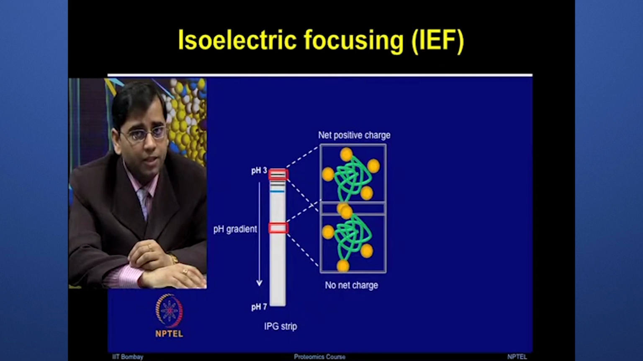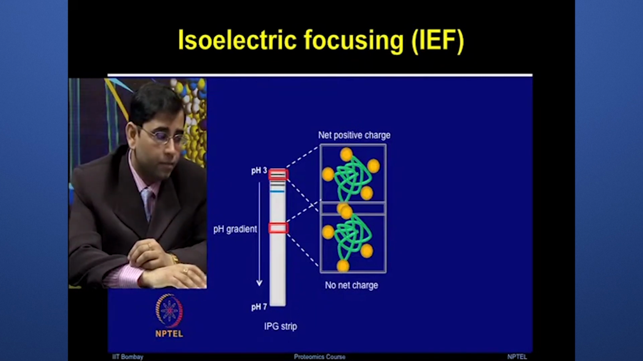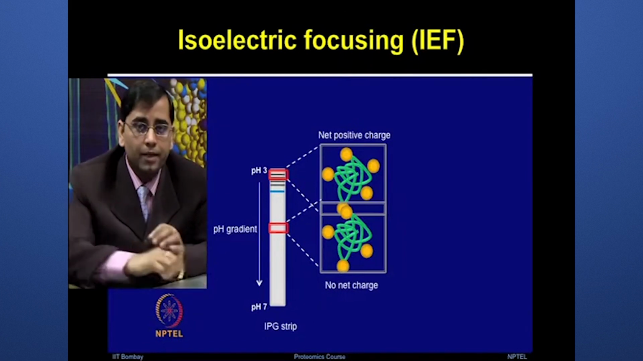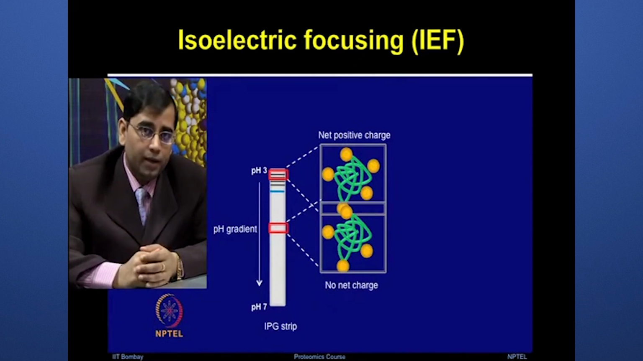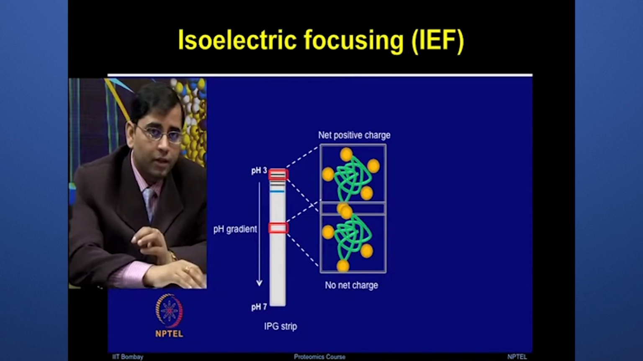You have an IPG strip with a pH 3 to 7 gradient. When proteins move in the electric field from the positive charge towards the negative charge, when pH becomes equal to its pI, then there is no net charge and the protein will remain over there. So, now this will be the isoelectric point.